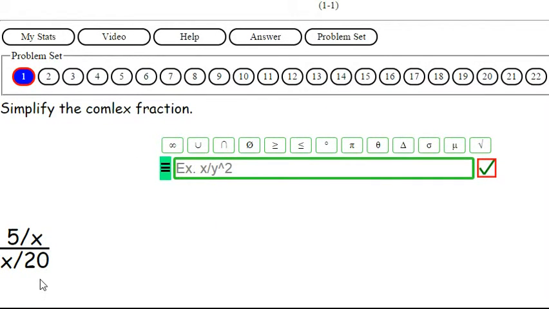Simplify the complex fraction. Okay, so we're not going to actually write these like you're seeing here, but I thought I would throw this in. Over x. So you'll kind of know this notation. Okay, so we want to simplify the complex fraction. Let's move over to the whiteboard. Alright, so we've got 5 over x, and that is all over x over 20.